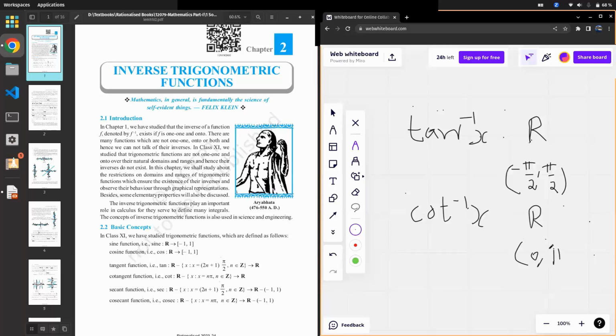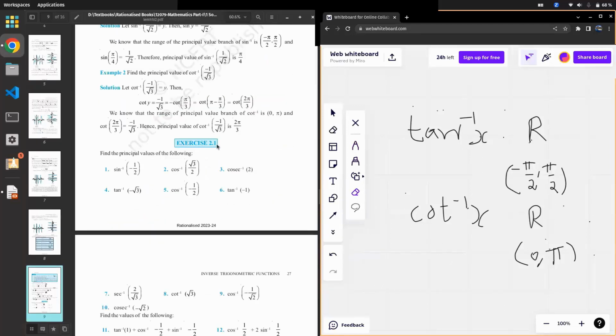So these are very important for doing any problem. We have to have the idea about the range and domain of the function which we are using. Now we'll move to the exercise. We'll do exercise 2.1 first.